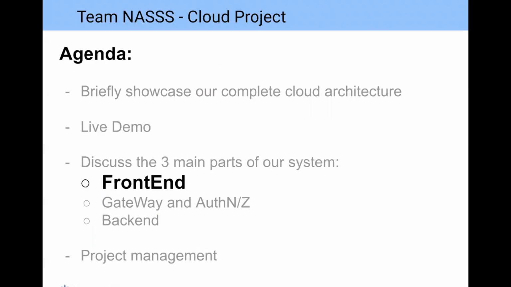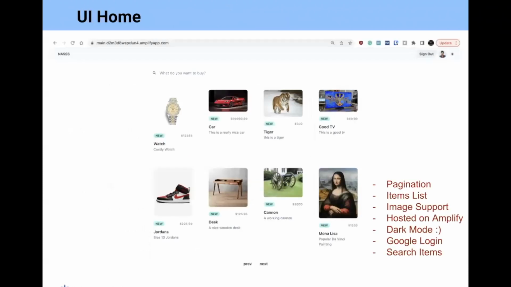Now we'll discuss the three main parts of the system, starting with the front end. So a quick refresher, this is the UI home. We see that it is hosted on Amplify. And if you look at the various features the home supports, we have the pagination, items list, and support for images hosted on Amplify. We have the dark mode as well, and we have a Google login, as well as support for searching for a particular item.